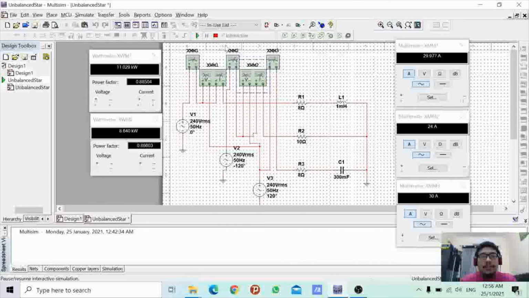So from this simulation, the result for the current and for the total power is approximately the same as the result that we get from the calculation. Alright, that's all from me. Thank you.